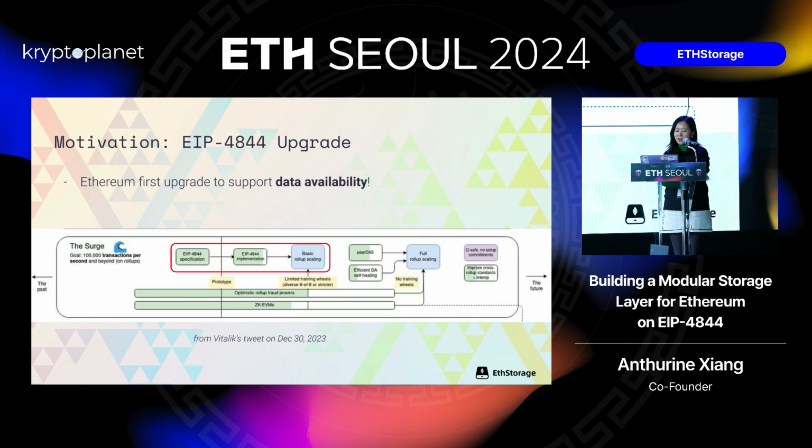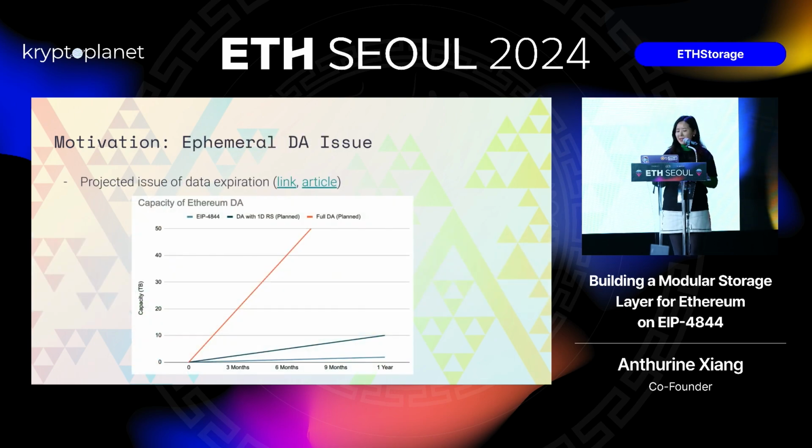So we will see the most recent Devcon upgrade, and there's a key component, EIP-4844. That is the first upgrade to support data availability. But after that, by estimation, there will be about 50 terabytes of capacity generated per year after we reach the full DA. That is a lot of data. Basically, this kind of data will create a very serious problem for the current validators. It will be very hard for them to maintain all the data.